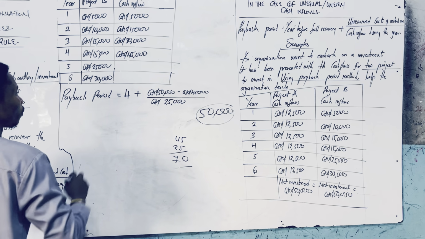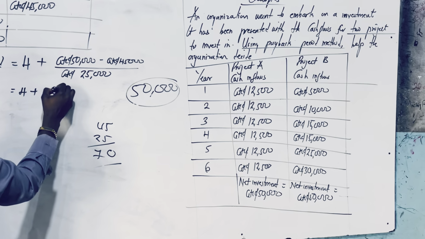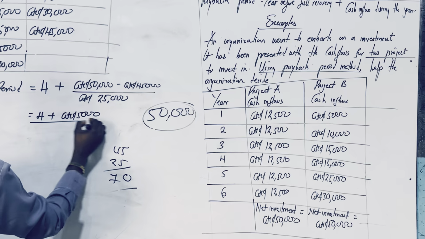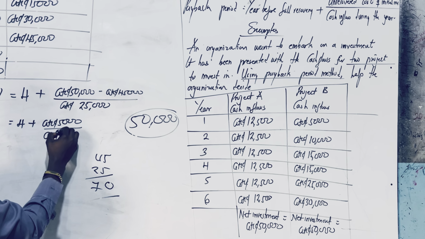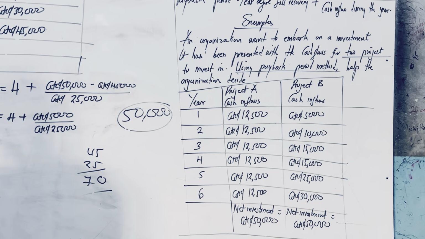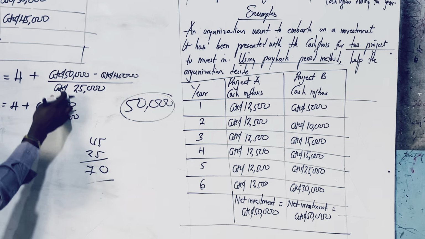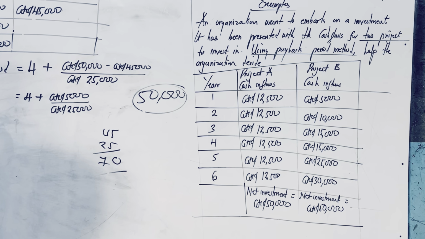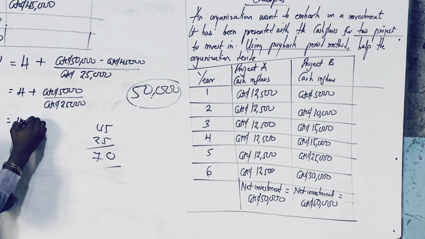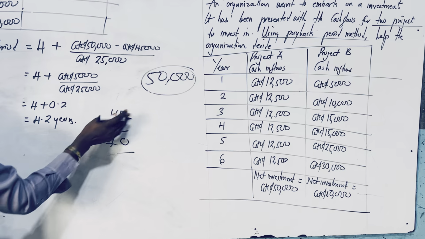All right, so let's do this. We have our 4. This minus this will give us 5,000 over 25,000. So what do we have here? We have 0.2, because if you take 5,000 divided by 25,000, you have 0.2. So 4 plus 0.2 will give us 4.2 years.